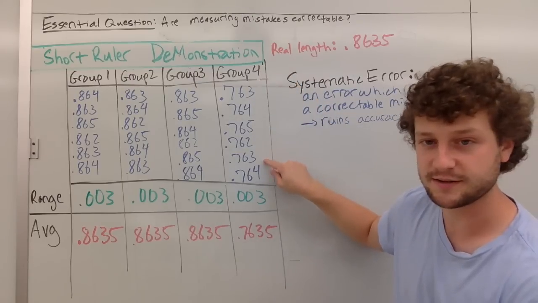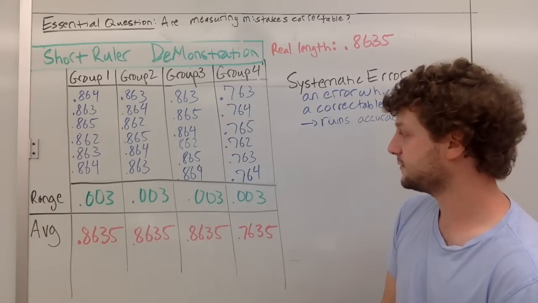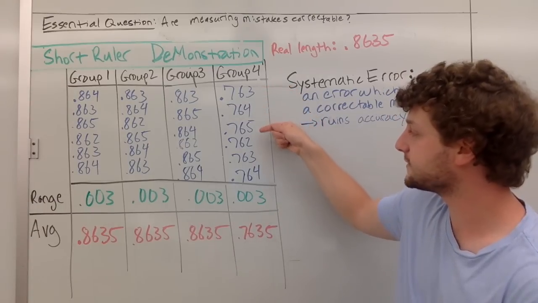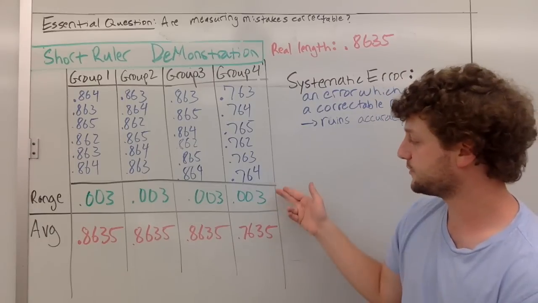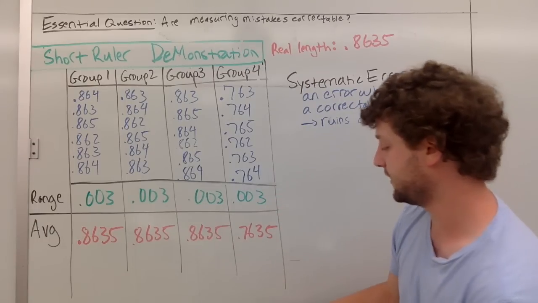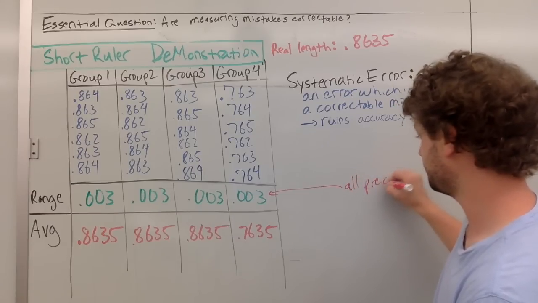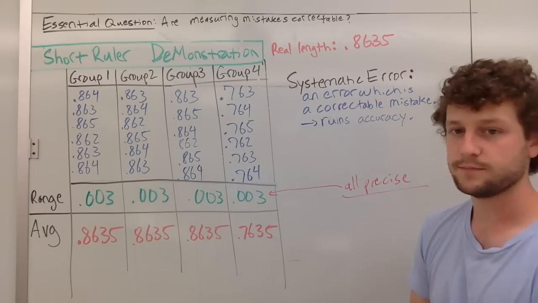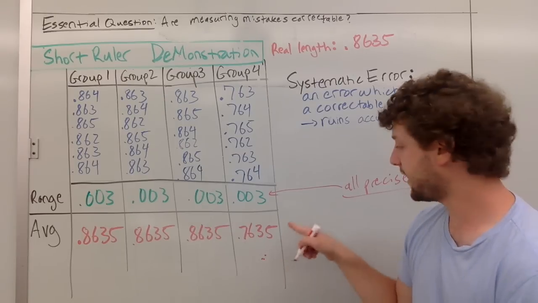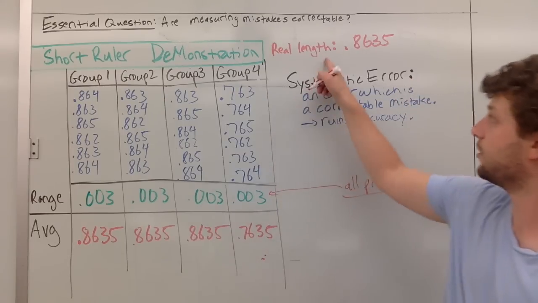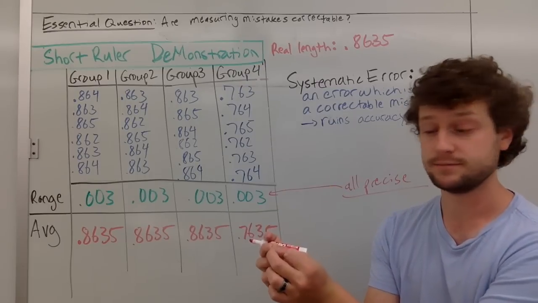This is very precise. How do we know it's very precise? Because the measurements are very consistent, just like every other measurement, right? So they're all precise. Small range for all of them. But this one is not accurate. Its average measurement is not centered around the real value. Its measurements are off center.